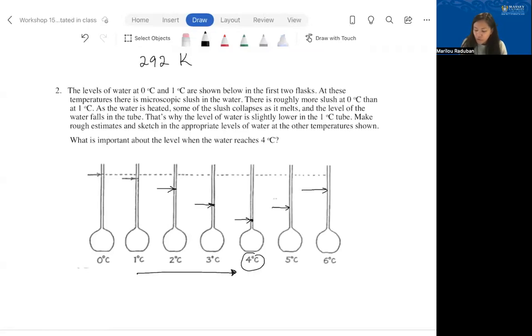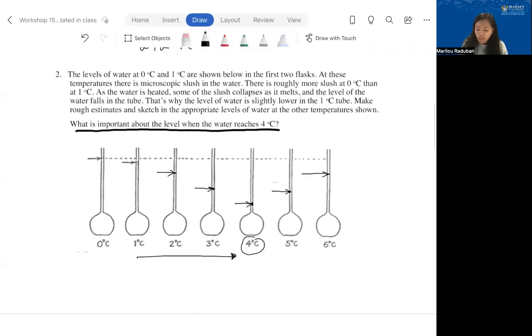Okay, so as the temperature increases above 4 degrees Celsius, the usual thing happens where the water molecules start to expand, and then therefore you'll see an expansion in the volume of water. Okay, so that's how the illustration should look. The question is, what is important about the level when the water reaches 4 degrees Celsius? We can see here that's when the water level is lowest.